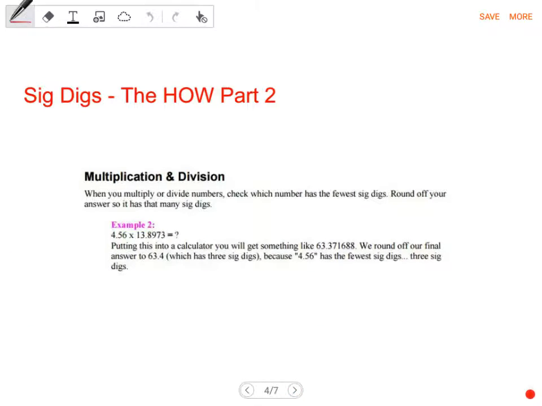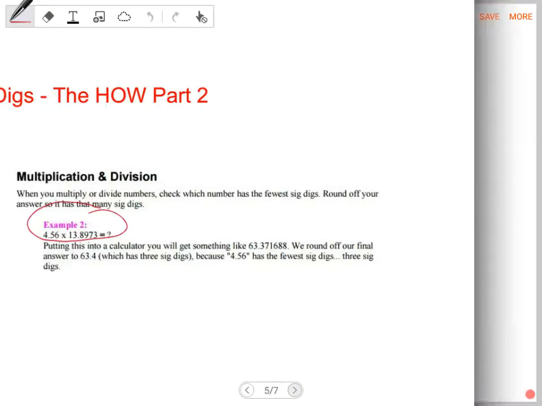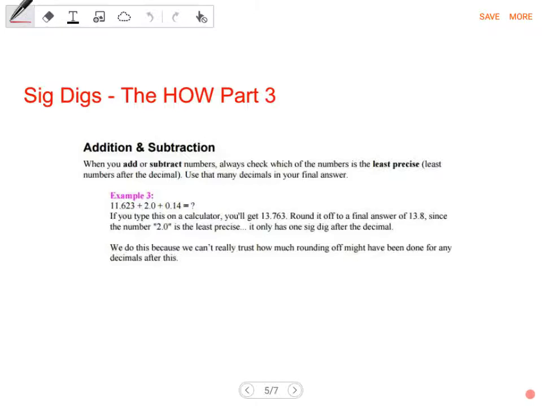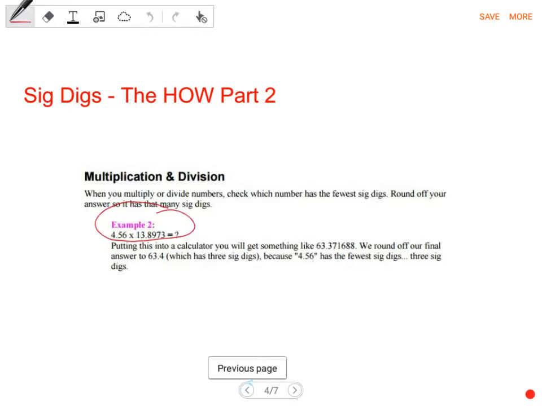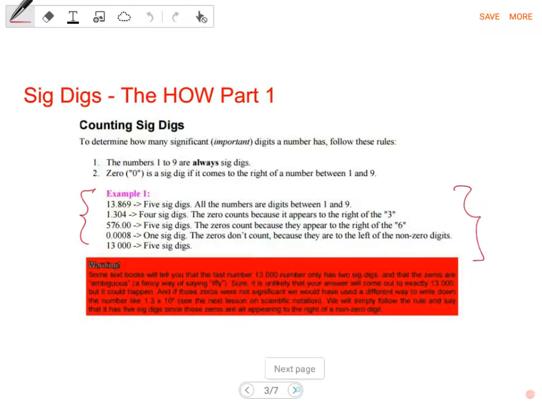Then there are rules with how to count significant digits when you use multiplication and division. Okay, you probably want to take a look at this example right here. There also are significant digits when you are using addition and subtraction. I put this in here. This has to do with your data sheets. I wouldn't pay too much attention to this page. Now, like I said to you earlier, I have covered very briefly here some rules that apply to significant digits.